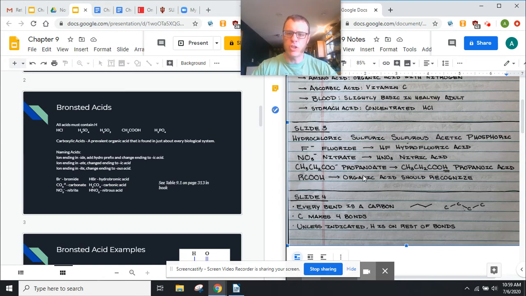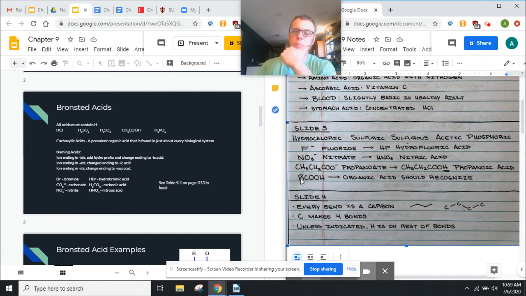I've done a few things in the notes over here. So F minus is fluoride. When you slap an H on it, it becomes hydrofluoric acid. This is nitrate. Slap an H on it, becomes nitric acid. Now, propanoate, that's this ion right here. When you add an H on the end, this is an organic acid because it's got that COOH. It becomes propanoic acid. That ate becomes ic.